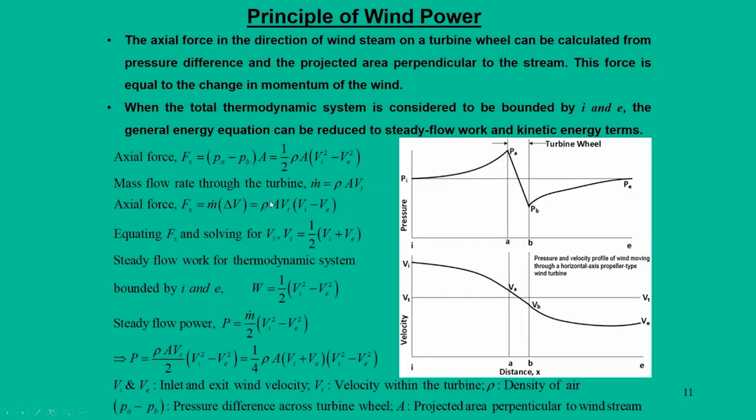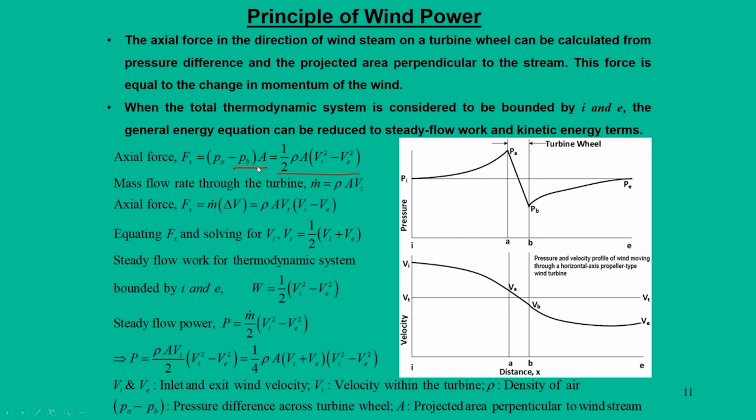Next, from these expressions, we need to find the axial force. The axial force is nothing but the force experienced by the wind machine due to this pressure difference captured over the swept area A, and we can write this as Pa minus Pb times A, which also becomes equal to half rho A times Vi square minus Ve square. So, this is one way we find the axial force, through the pressure difference.